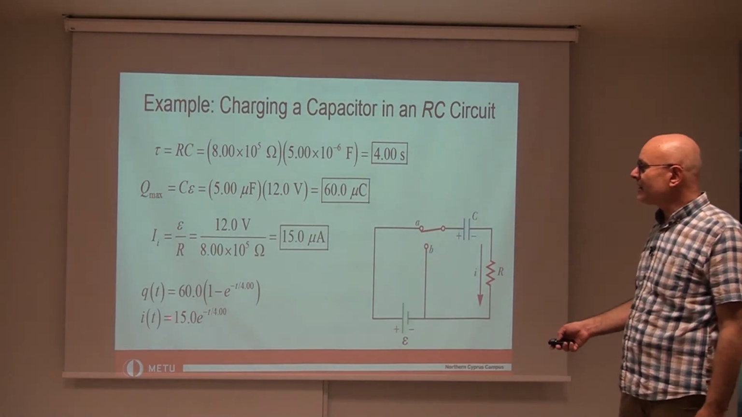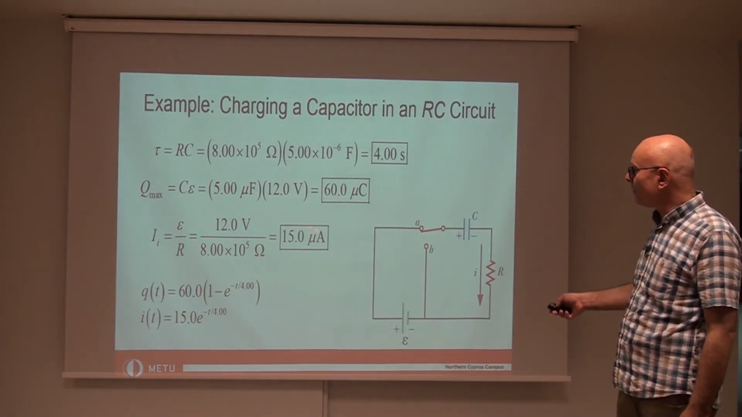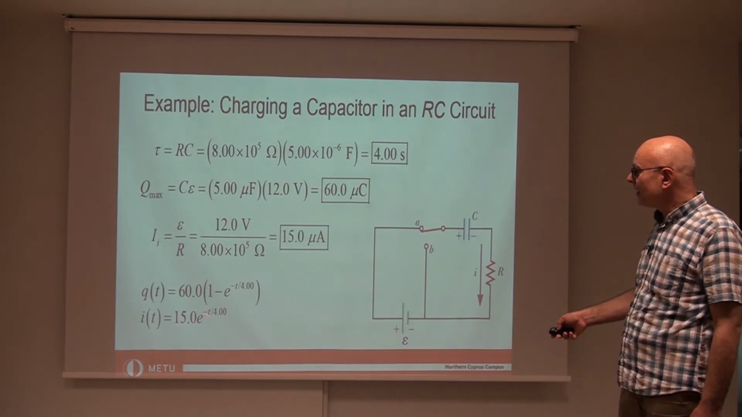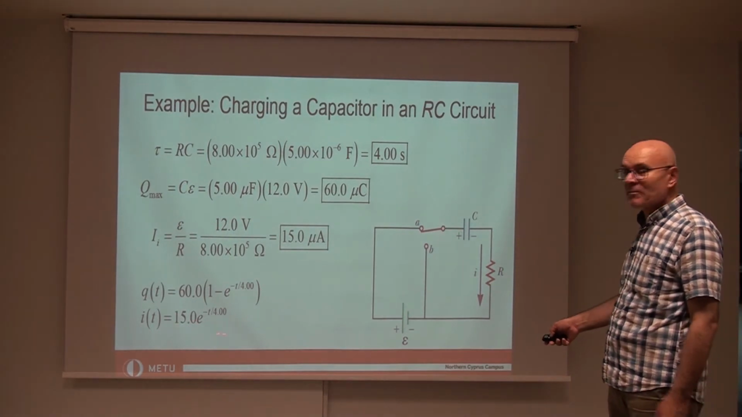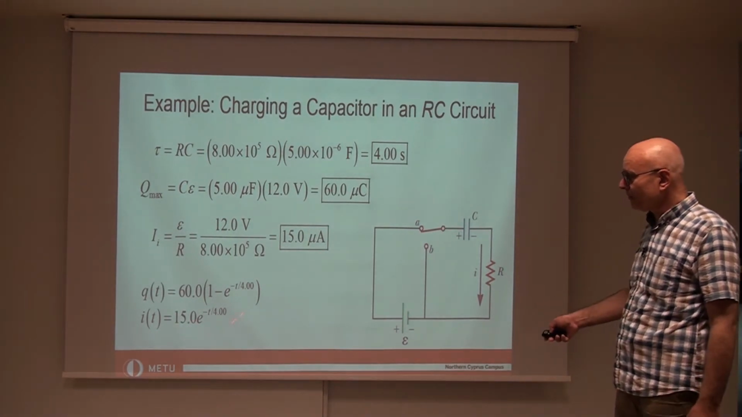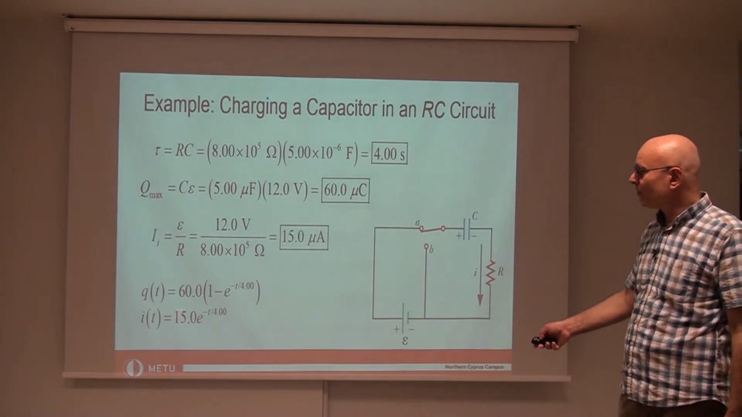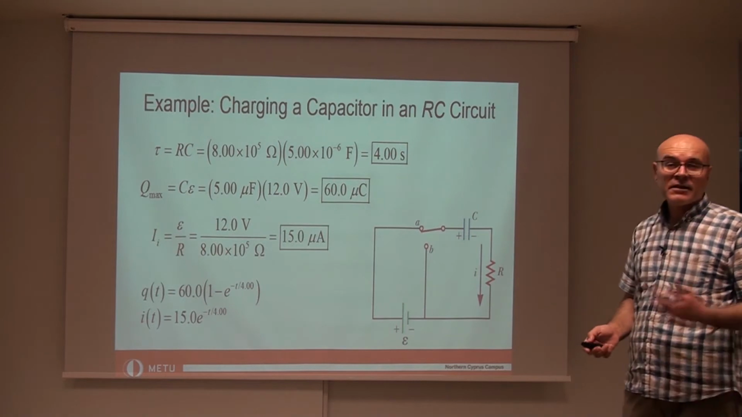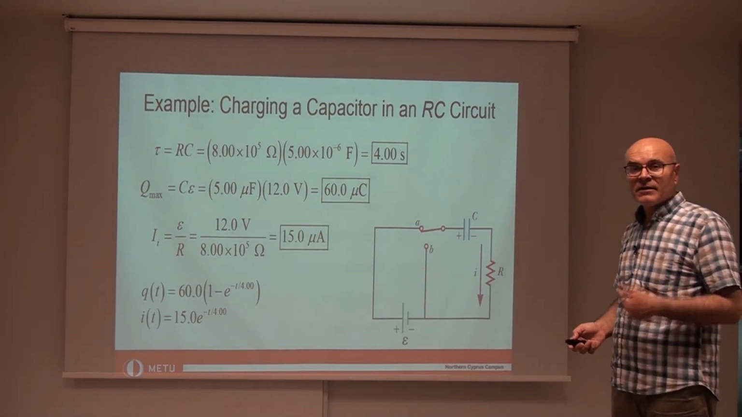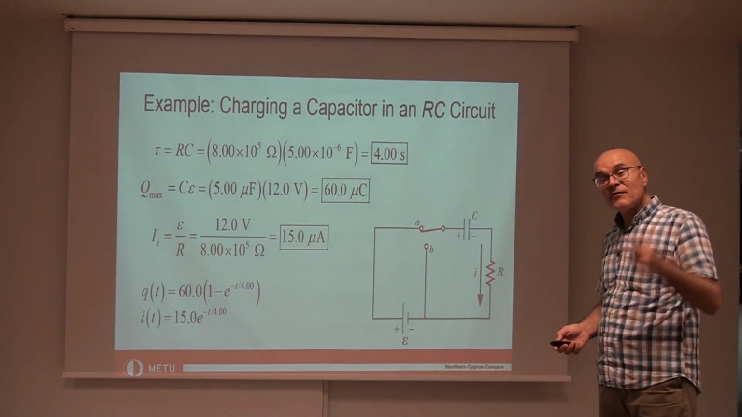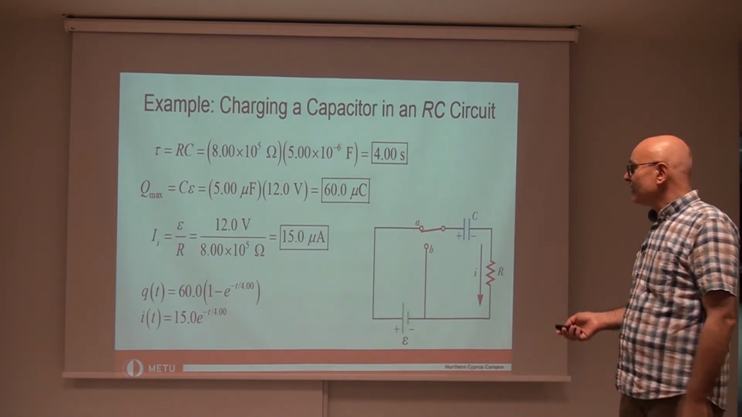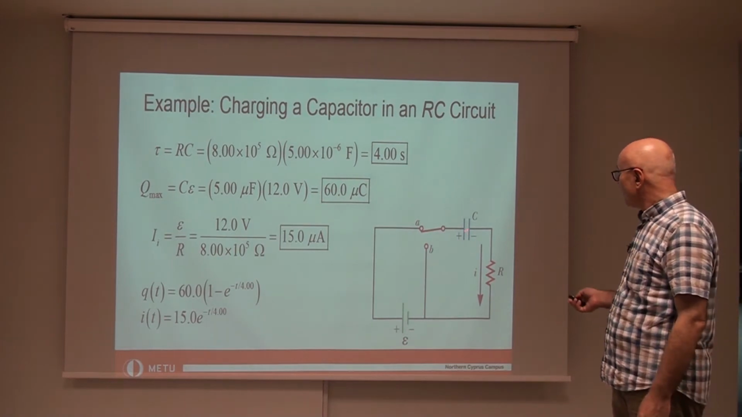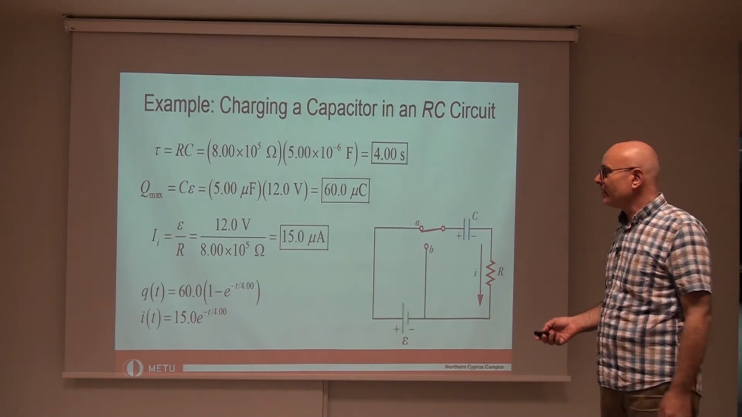And for the current, it's I initial, which is 15 microamperes that we have found, times e to the minus t over RC. The current is in microamperes here, okay? Or if you want it in amperes, you have to multiply by 10 to the minus 3 here. So this is how the charge and the current vary with time for this particular circuit with this R and this C given.